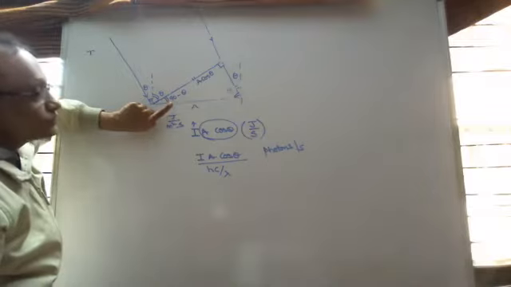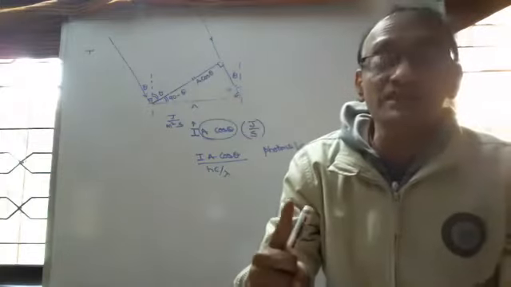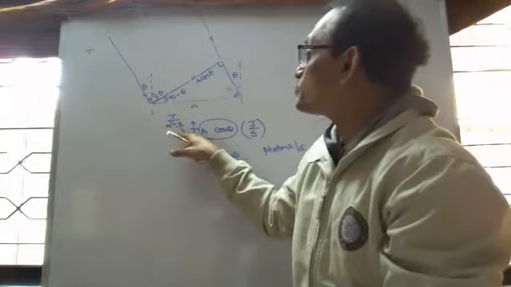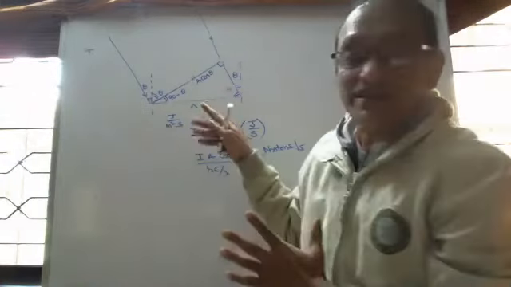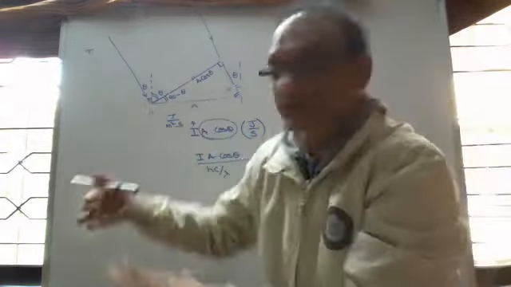Because intensity को कौन से एरिया से मल्टीप्लाई कर सकती हो to get joules per second? Intensity is joules per meter square per second. To get joules per second, what area would you multiply it with? Area which is perpendicular to the direction of it. Right?